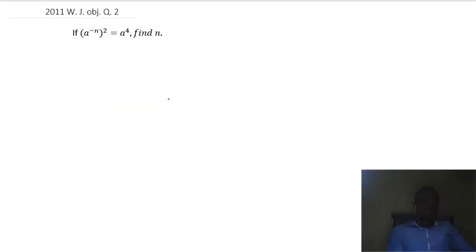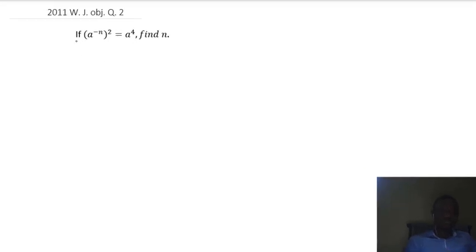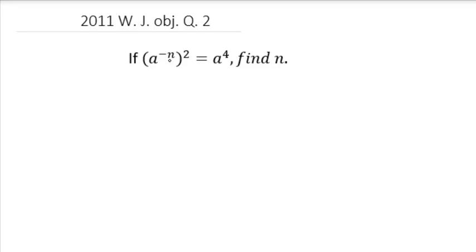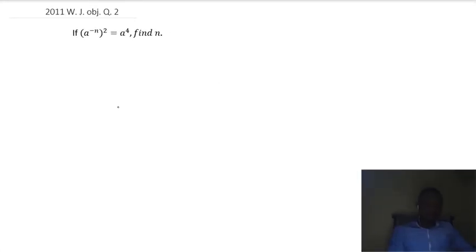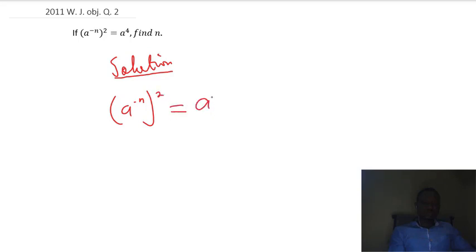Good day once again. Today we are still on indices, and we are doing 2011 WASSCE June objective question number 2. And this is the question: if (a^(-n))^2 is equal to a^4, we should find n. Okay, so let's see how we will find the value of n. So we have (a^(-n))^2 is equal to a^4.